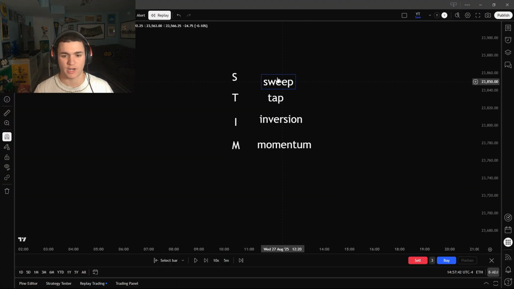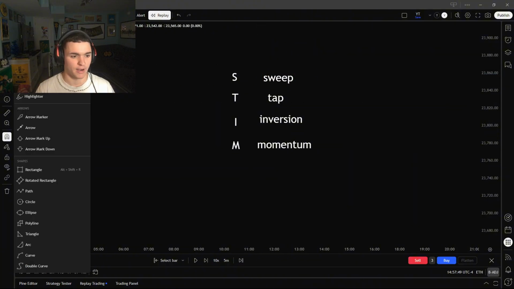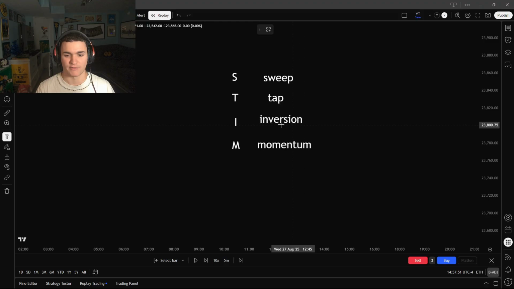So my 4-step trading model is the STIM model, right? I use ICT concepts, and this is where we sweep liquidity, we tap into a higher time frame fair value gap, we get an inversion on our entry time frame, and then we have that happening with momentum. And I'm going to get into an example, but first of all, let me help you visualize it, right?